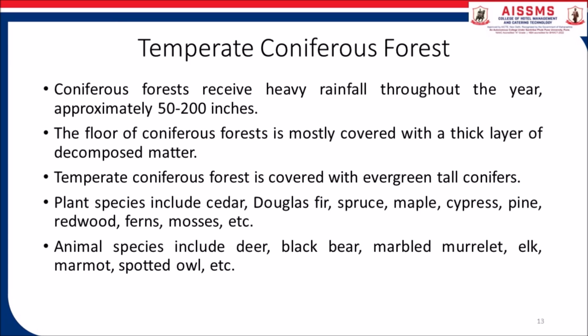The most common plant species found in coniferous forests include cedar, Douglas fir, spruce, maple, cypress, pine, redwood, ferns, mosses, etc. The typical animal species found in these forests include deer, black bear, marbled murrelet, elk, marmot, spotted owl, etc. The third forest ecosystem is boreal forest ecosystem.